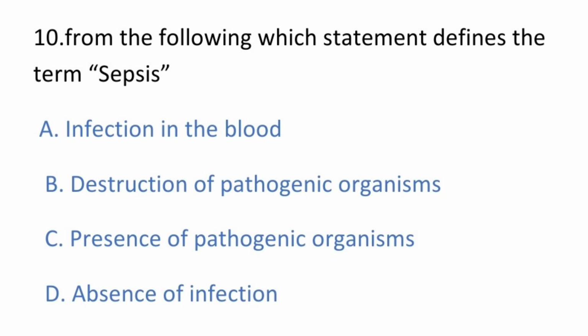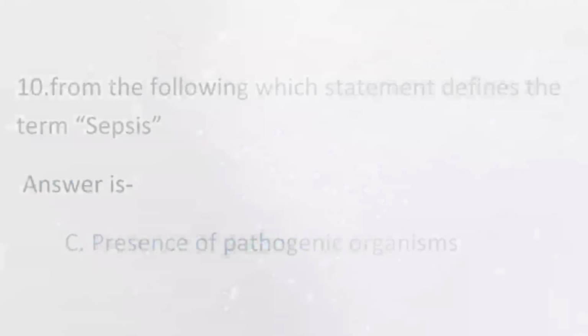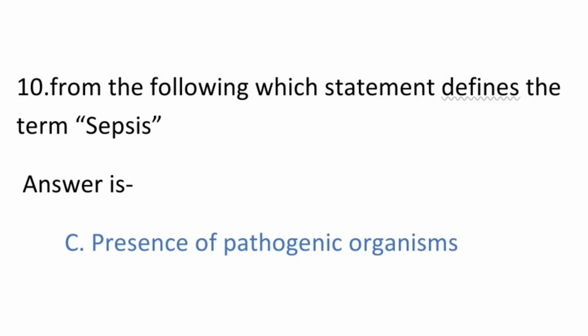सारे आंसर सिमिलर लग रहे हैं, लेकिन हमें मेडिकली जो डेफिनेशन सेप्सिस के लिए सूट करता है उसे ही टिक करना है। सो अगर आप नोट करें तो हमारा ऑप्शन नंबर C जो है, प्रेजेंस ऑफ पैथोजेनिक ऑर्गेनिजम्स, एकदम सही बैठता है। Therefore, our answer to the question is option number C, presence of pathogenic organisms.